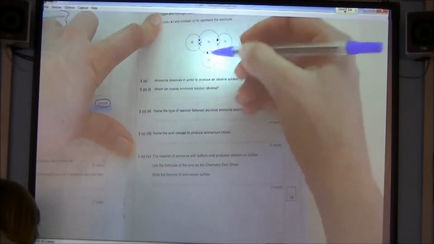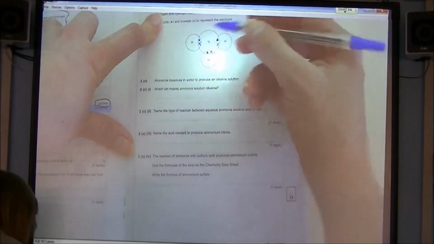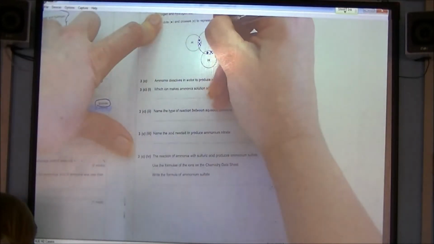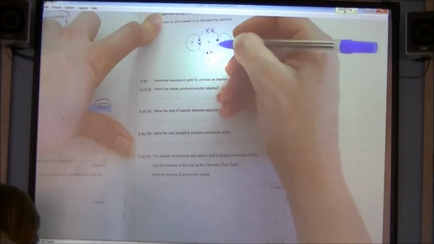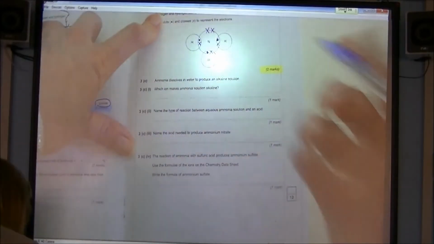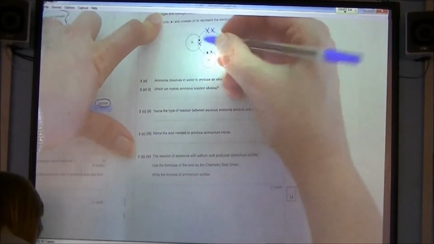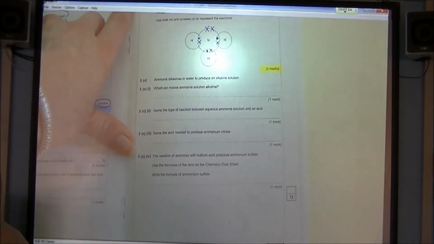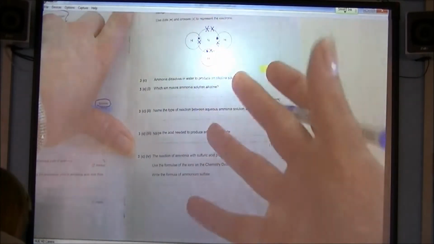Nitrogen, 1, 2, 3, 4, 5, 6 electrons within its shell. I need 8, so I'm full. We need 8 in total. 1, 2, 3, 4, 5, 6, 7, 8. Those extra ones can go anywhere on the shell as long as they are not in that overlapping circle. That's the correct answer. We're totally sorted.